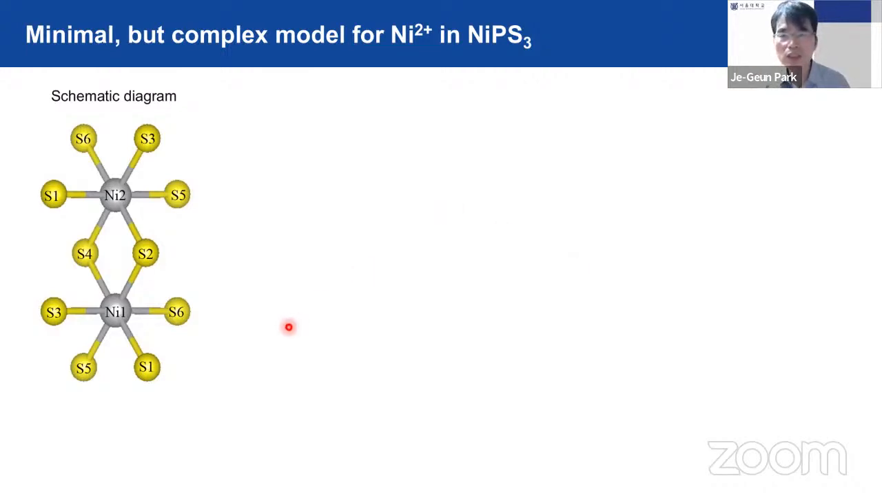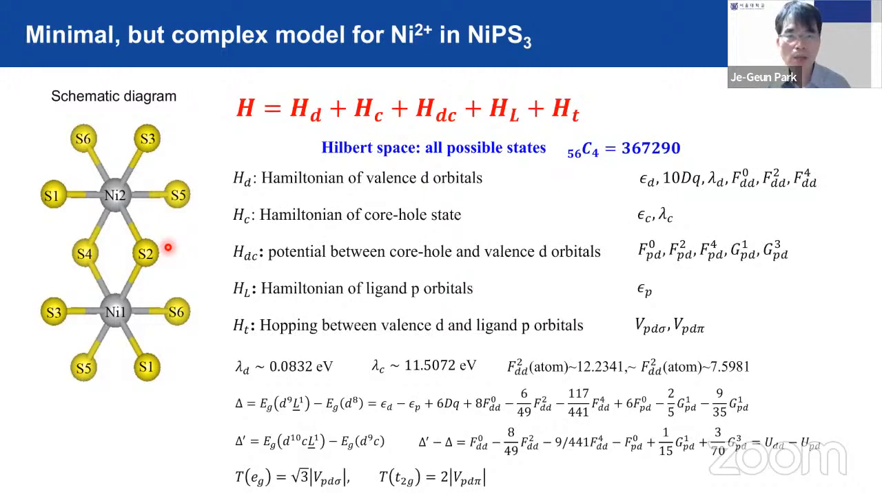These many body calculations are limited by how large a size you can choose. In our case, the maximum size we could handle was a 2 nickel, 6 sulfur cluster. Why 2? Because if you have 1, then you don't have any antiferromagnetic interactions built into your calculation. So having 2 is the minimum to guarantee that you have antiferromagnetic interaction. This is really a simple model, but the Hamiltonian we had to use was quite big and complicated.